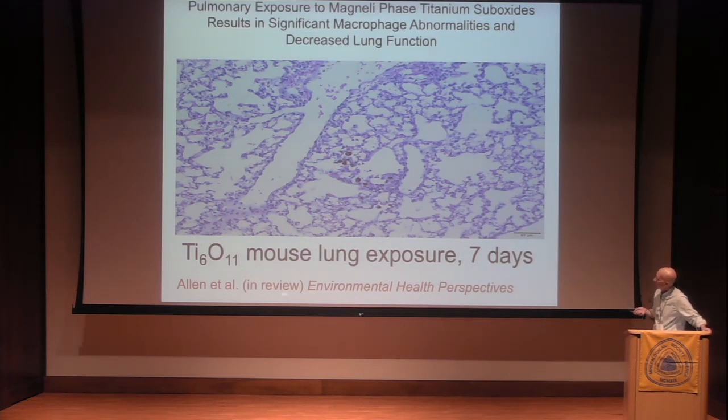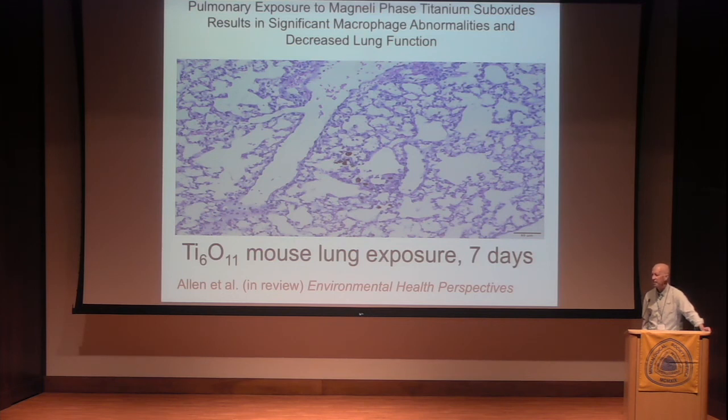This is a paper that we now have in review in Environmental Health Perspectives, which is the most important journal in the world to put stuff like this. And I'll just read the title, and that's all I have to read here. Oh, by the way, this is a mouse lung that we've given these synthetic Magnéli phases that are just like what comes out of a coal-burning power plant. Pulmonary exposure to Magnéli phase titanium suboxides results in significant macrophage abnormalities and decreased lung function. Oh my gosh, this is not good.